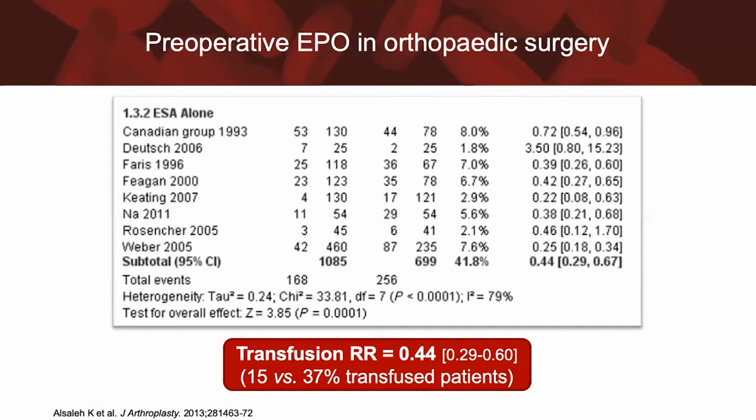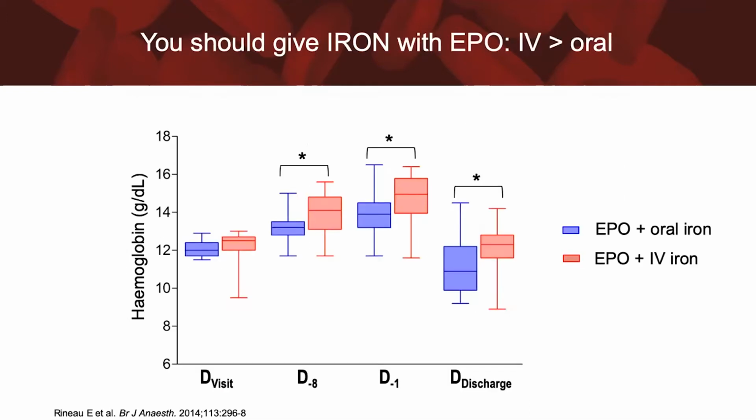And you can see here that in orthopedic patients, the use of erythropoietin allows a dramatic reduction in transfusion rate in pre-op periods. When you give erythropoietin in the pre-op period, it is probably worth giving IV iron together with the erythropoietin. Indeed, in this study, comparing erythropoietin with oral iron to erythropoietin with IV iron, we show an increase in hemoglobin of about 1 gram per deciliter in patients treated with IV iron.